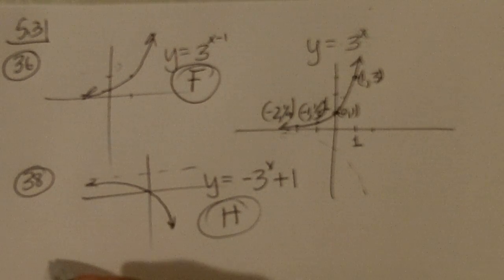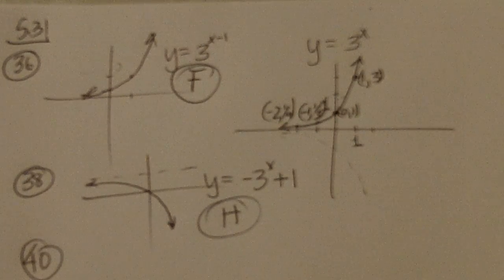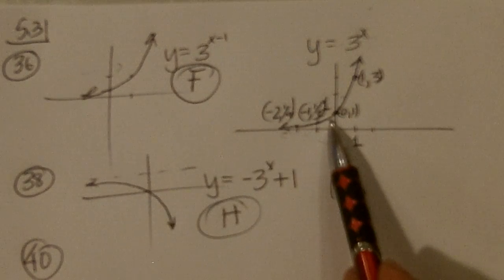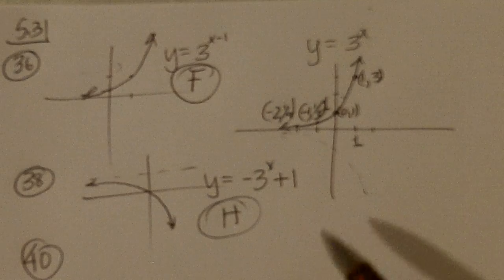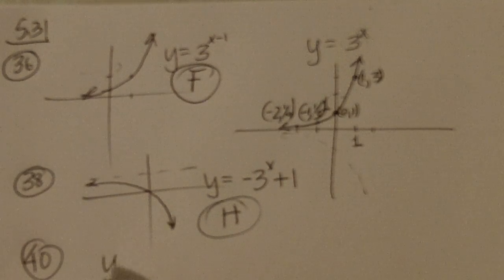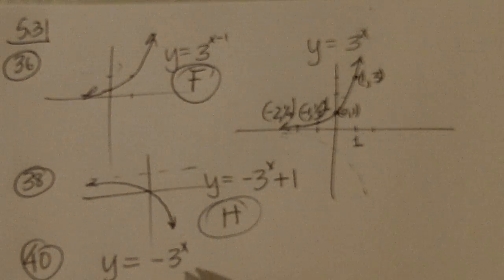And then the next one is 40. And 40 looks like this thing just flipped down only. So that would be y equals negative 3 to the x. So that is C.